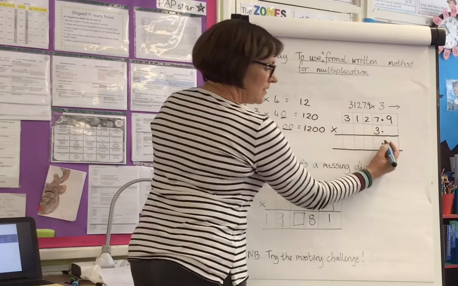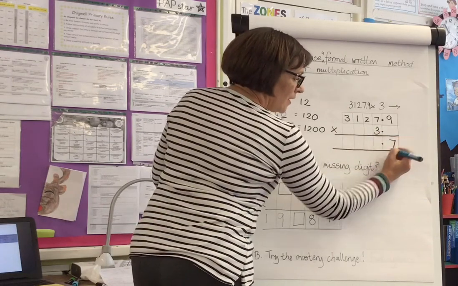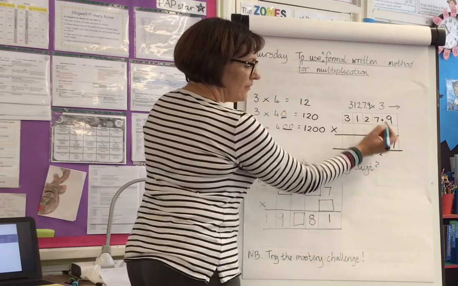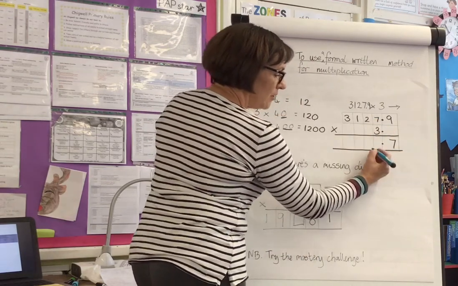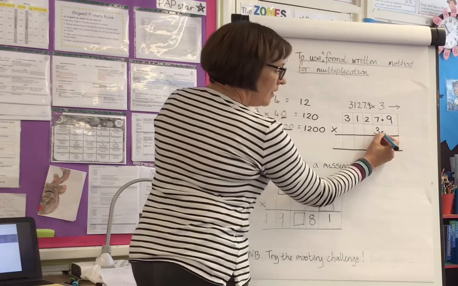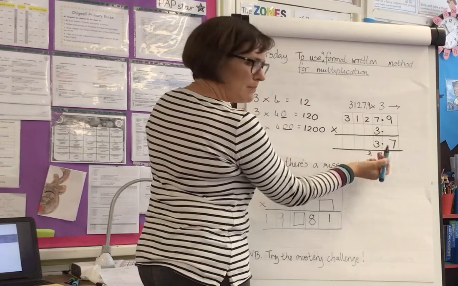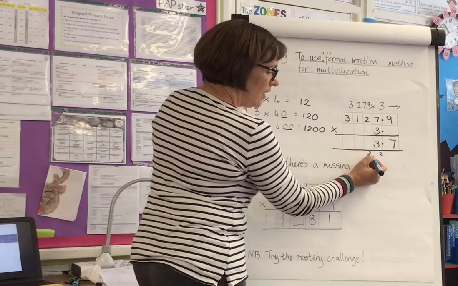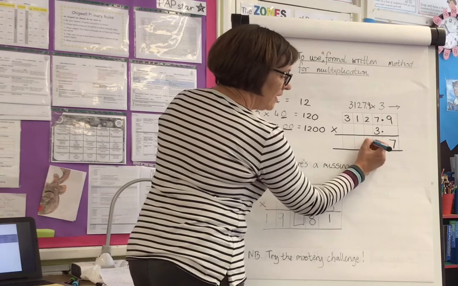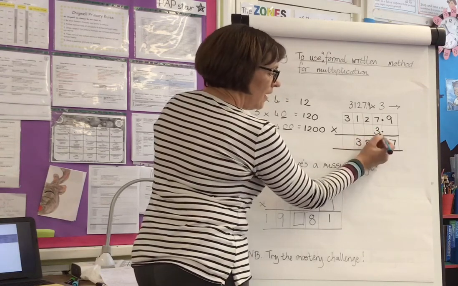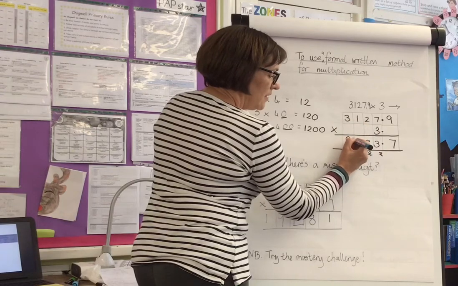So 3 times 9 is 27. So we carry the 2, you all know how to do this. 3 times 7 is 21 plus 2, 23. 3 times 2, do you remember how to do this? So you work your way along. 3 times 2 is 6, and we add the 2 in, 6, 7, 8. Should cross that one off. 3 times 1 is 3, and 3 times 3 is 9.